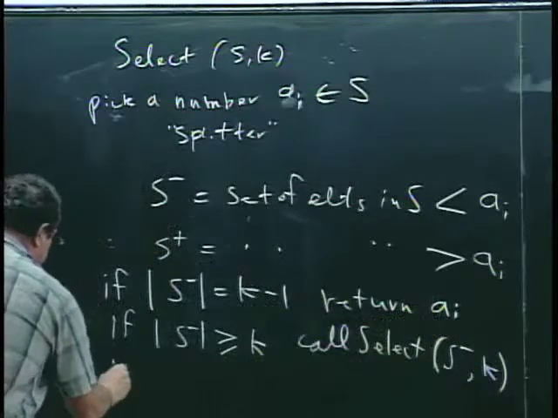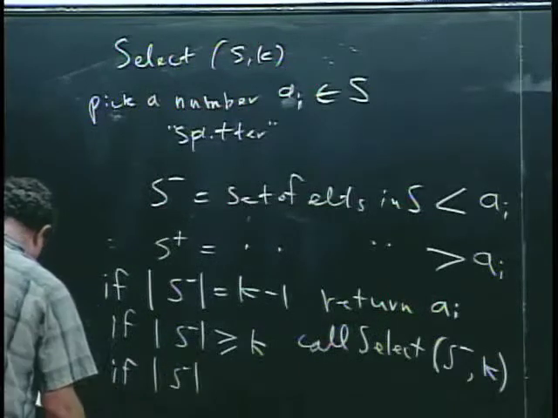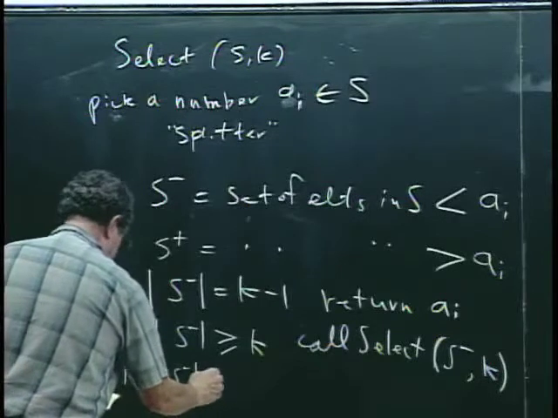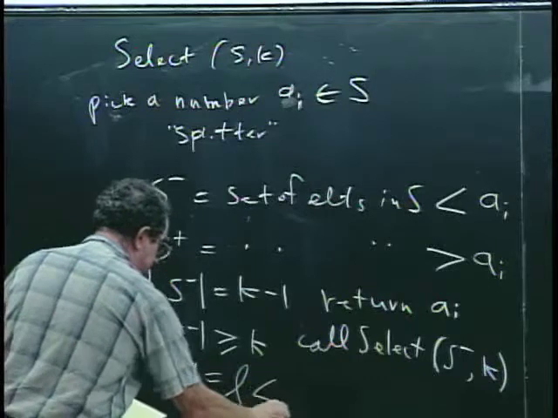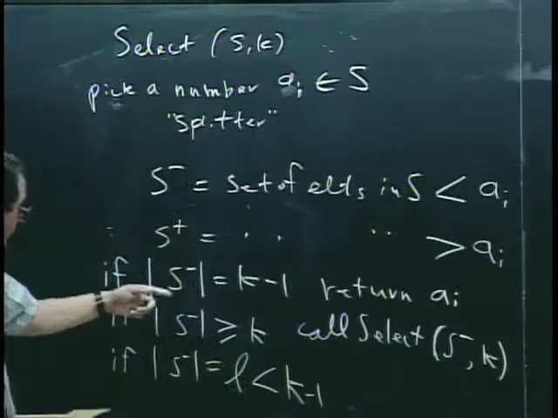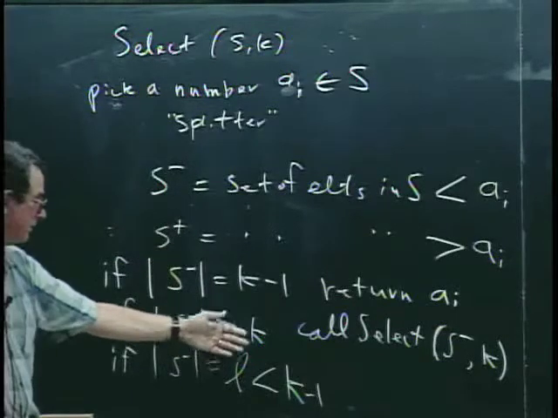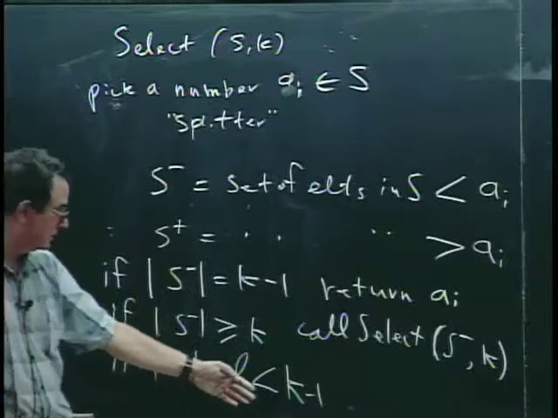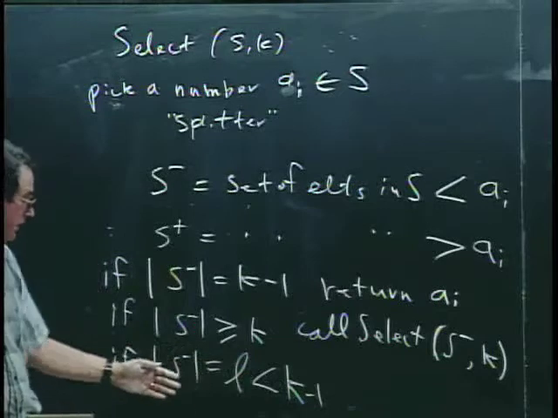All right. Third possibility: the size of S minus, call it L for notation, is strictly less than k minus 1. Okay, so we had the size of S minus equal to k minus 1, and the size of S minus greater than or equal to k. The only possibility left is that the size of S minus is strictly less than k minus 1. Then where is the kth smallest element?